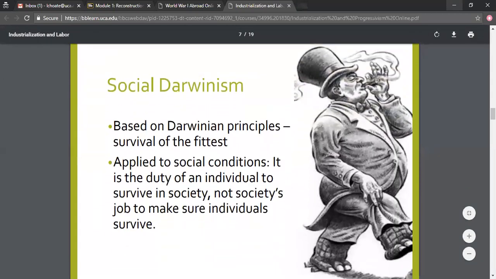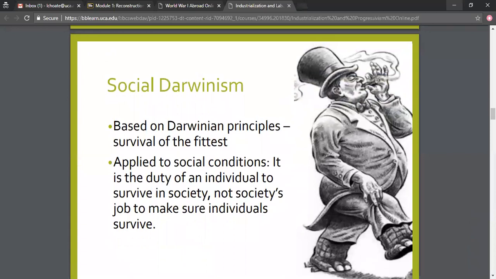Another was the concept of social Darwinism. Social Darwinism is based on Darwinian principles that you're familiar with, evolution, basically survival of the fittest, but it was applied socially. So when we apply Darwinian principles socially, basically what we're saying is that those who are meant to survive in society will, and those who are not meant to survive won't. And we shouldn't feel obligated to do anything to help those who are not surviving on their own to better survive.